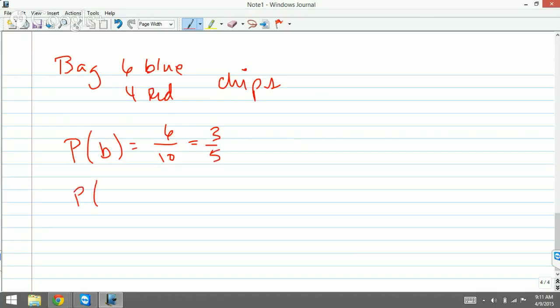The probability of a red? Yep, so easy it's boring, right? What are the odds of drawing a blue chip? Success over failure. So 6 over 10 is our success, we're drawing a blue. 4 over 10 is our failure, we're drawing a red, right?